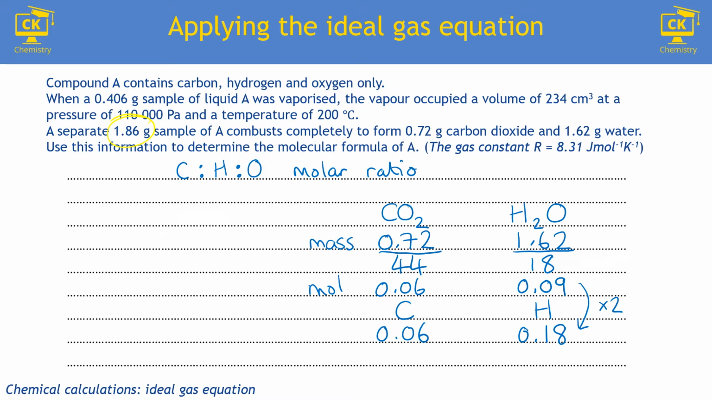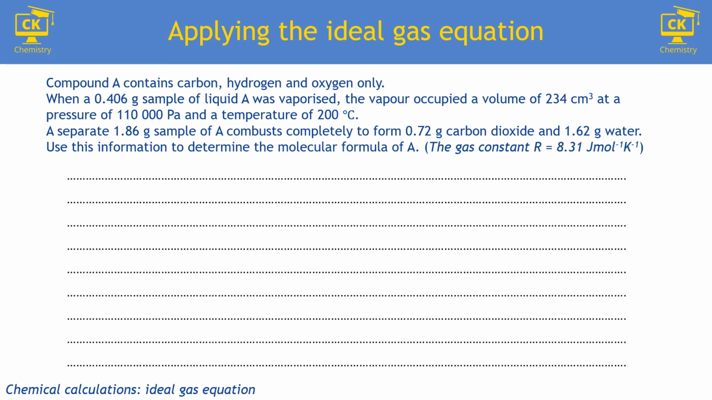So that's actually what we have in terms of our ratio. Now we could simplify that now if we wanted to, divide both sides by 0.06 and see that I have a 1 to 3 ratio of carbon to hydrogen. However, we're jumping ahead a bit because we still don't know how much oxygen we have. So there's not a great deal of point. We actually just know at the moment that in my 1.86 gram sample of A, I have that many moles of carbon, that many moles of hydrogen. So what do I do to find the moles of oxygen?